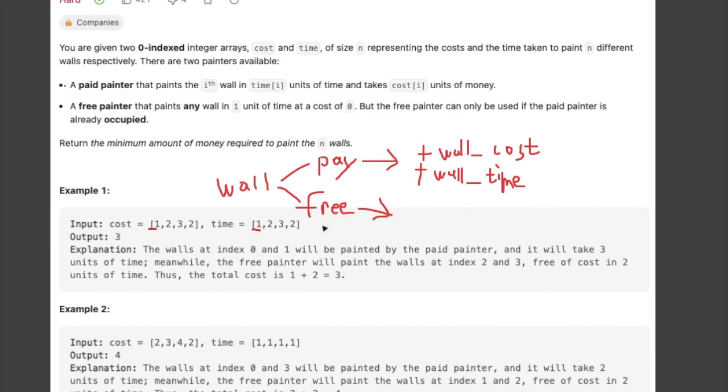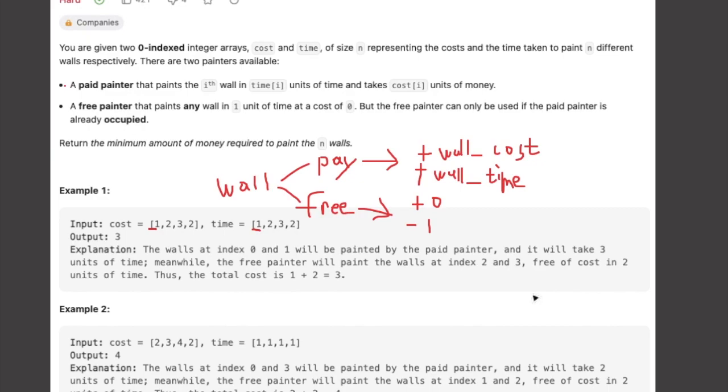So back to the option. If we choose the free painter, then we don't have to add the wall cost because, I mean, this is free. This is good. So it's just plus 0. But for the wall time, we have to subtract 1. So that can pretty much tell you what data we should be focusing on.